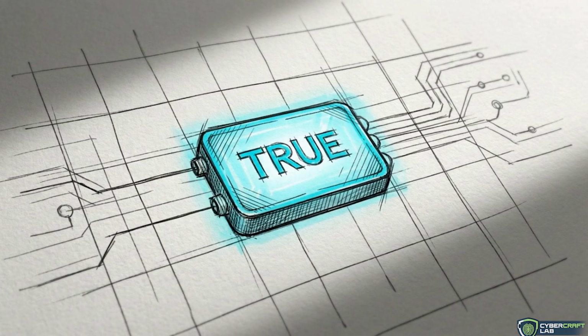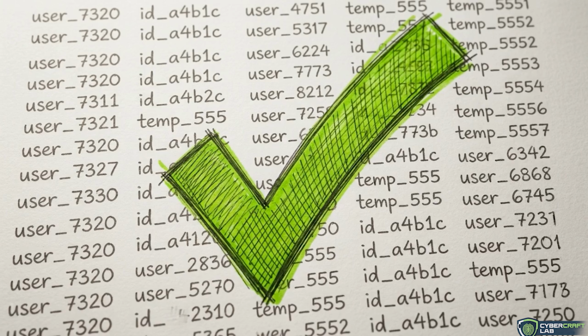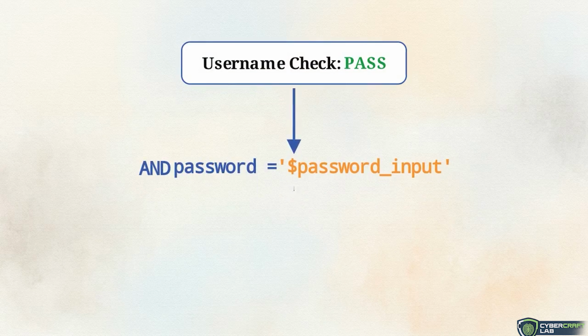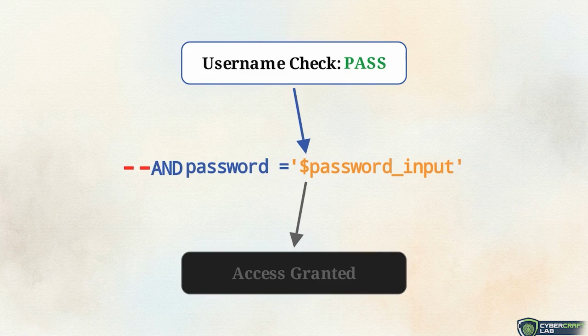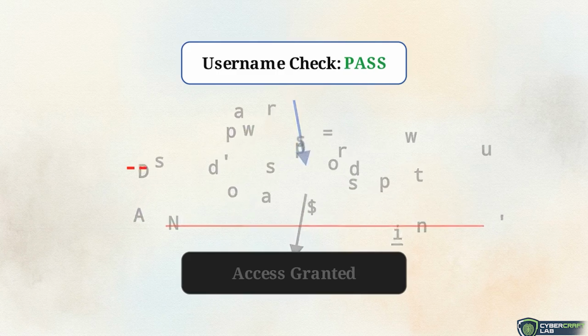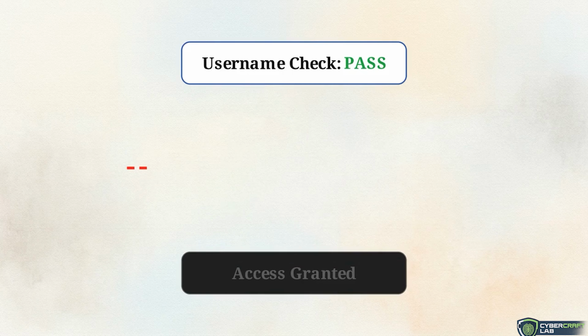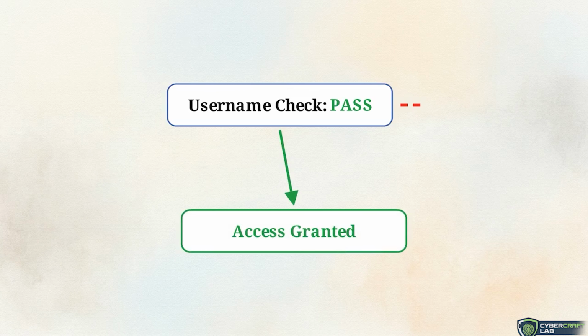This is a tautology, a mathematical statement that is universally and objectively true. Because 1 equals 1 is always true, the OR gate forces the entire username check to return a true result, regardless of the actual username provided. The attacker must still address the mandatory password check. The double dash functions as a comment operator. It tells the database to ignore everything that follows it, effectively deleting the password requirement from the execution plan.